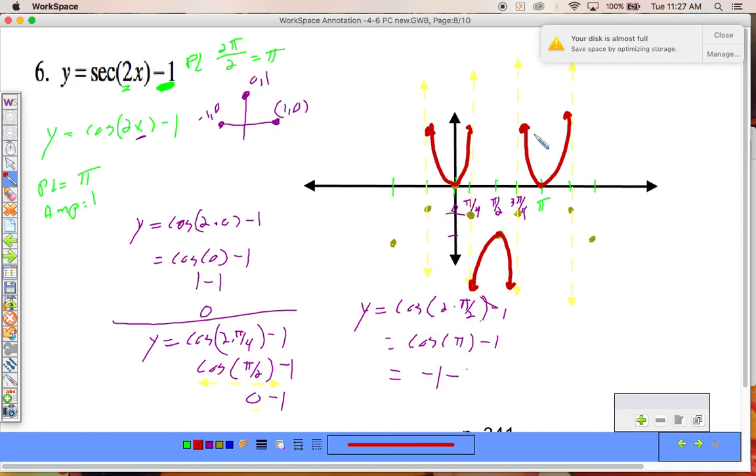Middle points become your vertical asymptotes. High points become the vertex of a parabola that opens up. Low points become the vertex of a parabola that opens down. All right, and that is our section. So we have to be able to graph these.